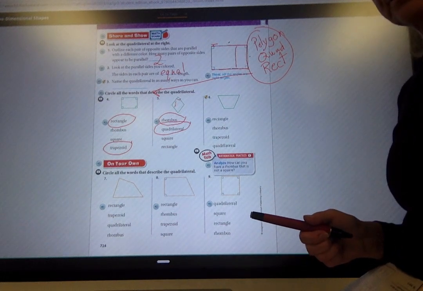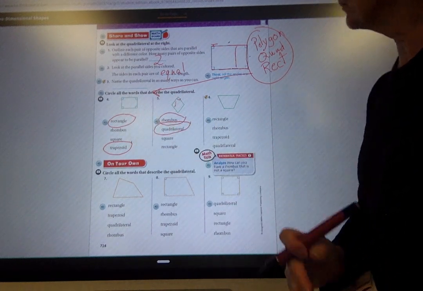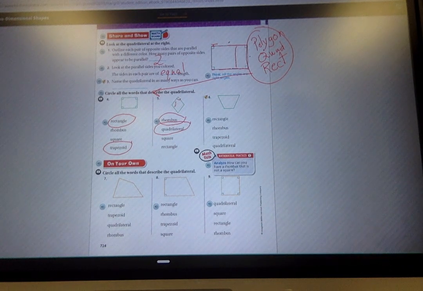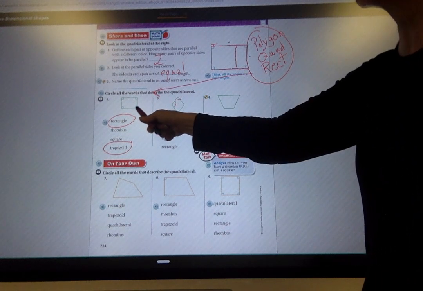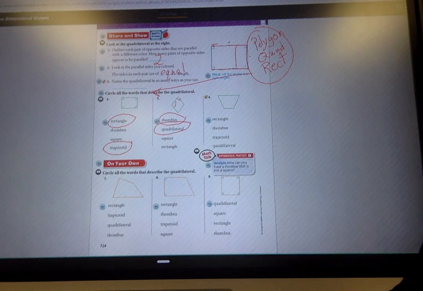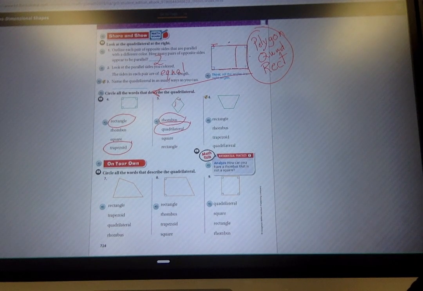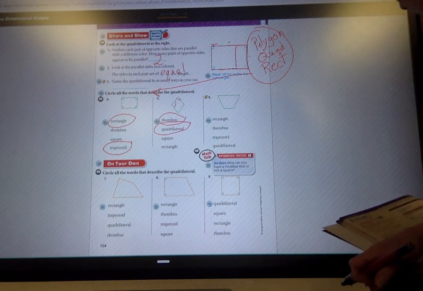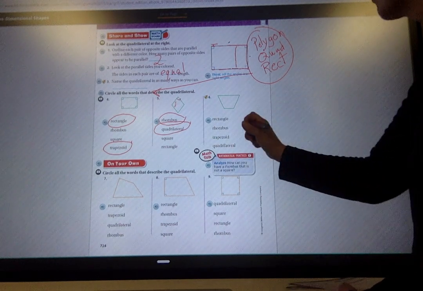Is it a rectangle? Same thing with a rectangle. You need four right angles. So it's not a rectangle. Let's go on to number 6. Is this a rectangle? No, we do not have four right angles. Is it a rhombus? At least one pair of parallel lines, four sides, and they don't have to all be the same. So it is a rhombus.